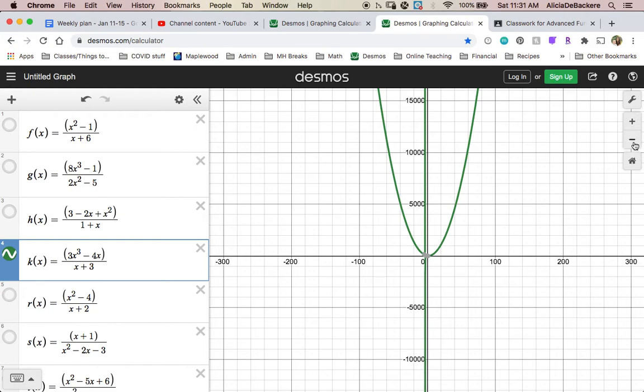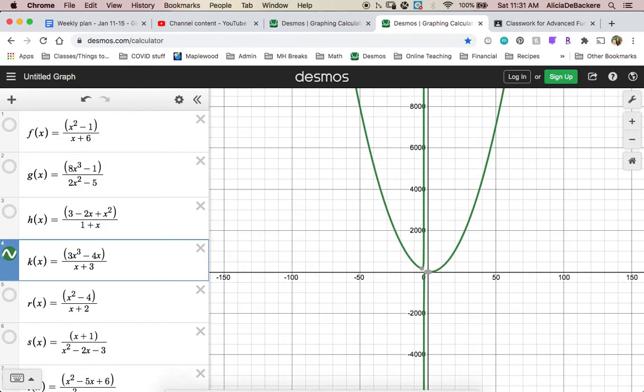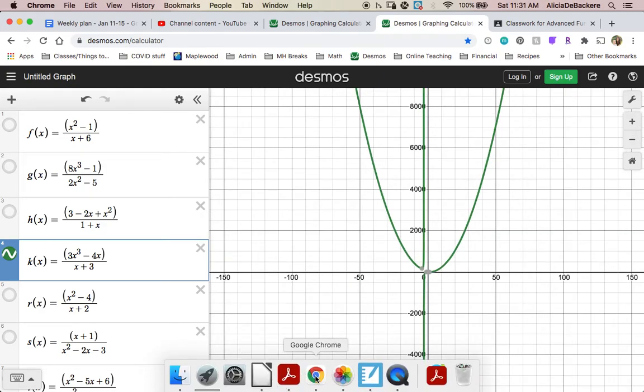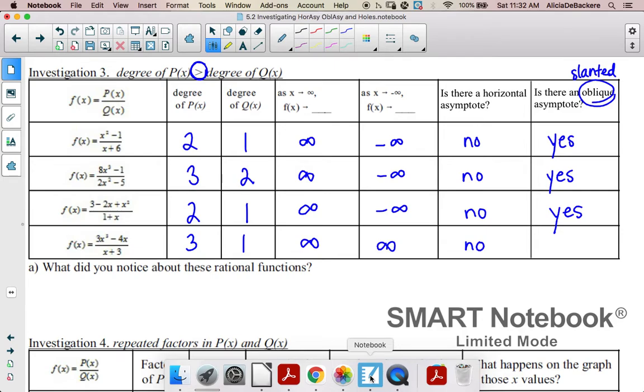You can see here as I zoom out, it kind of looks like a parabola, and it is. But you don't need to know that right now. All you need to know is, is there an oblique or a slanted asymptote? So no, there is not.